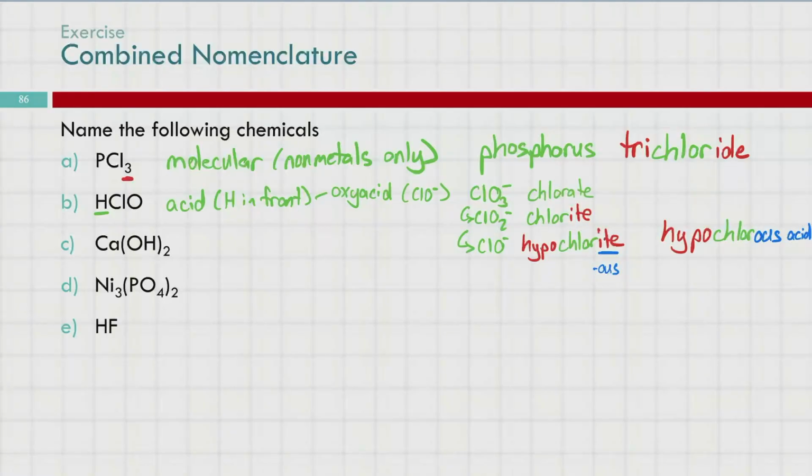Then we've got Ca(OH)2. What kind of compound is Ca(OH)2? Is it ionic, molecular, or acid? We can rule out acid right away, right? Because it doesn't have a hydrogen in front. No hydrogen in front. Can't be an acid. So we've got ionic or molecular. Molecular is all nonmetals. What kind of thing is calcium?